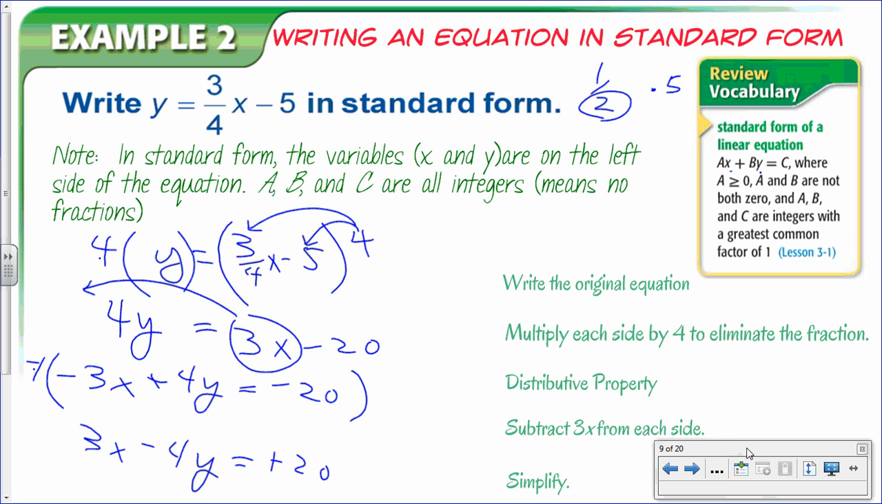So parentheses show my multiplication, right? Multiply by negative 4. What ends up happening here? Which leaves me with 3x.